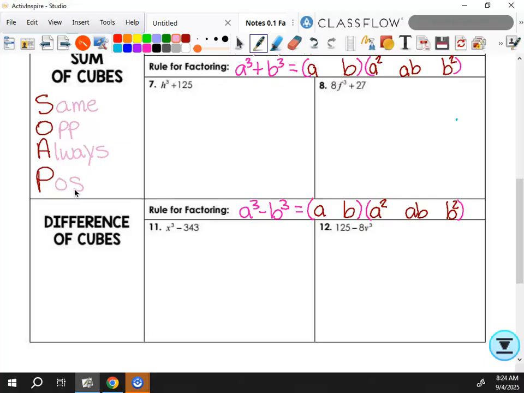So here, this is the sum of cubes. So the first sign right here is the same. It's a plus, just like this one is. The next one is the opposite. The third one is always positive. So if I'm doing difference, first one is same, so it's minus, then opposite, and then always positive. So the only difference between sum and difference factoring is with the signs that go in between the terms.